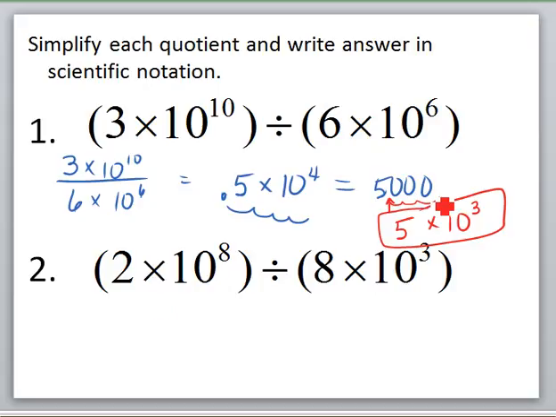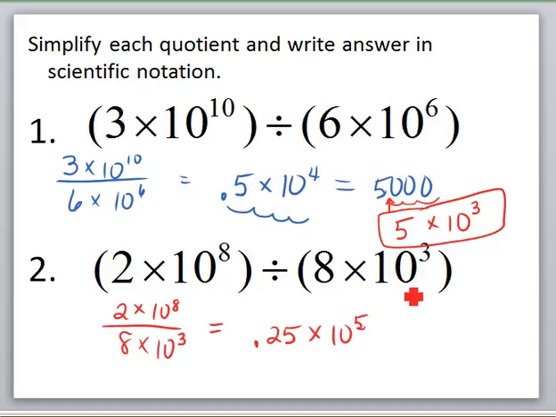On the next and last problem, I've got 2 times 10 to the 8th divided by 8 times 10 to the third. 2 divided by 8 is 0.25 times 10 to the 8 minus 3, which is 5. I'm going to put this into standard notation first. So I'll be moving this decimal over 5 spots. Whoops, wrong way. This is a positive 5, so I'll be making this number bigger. So 5 spots this way. So I end up with 25,000. 1, 2, 3, 4, 5, 25,000.